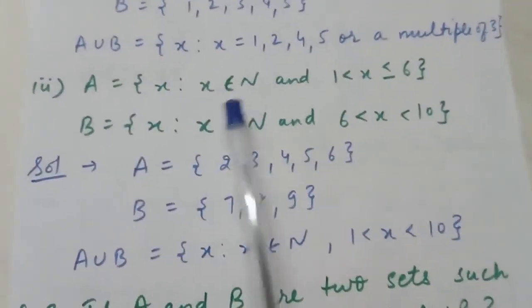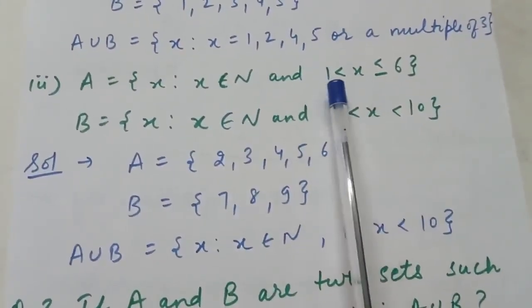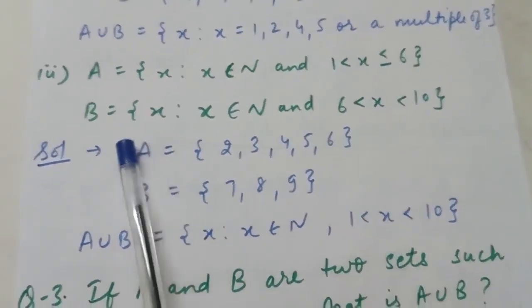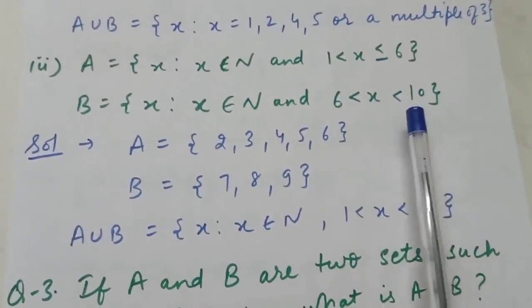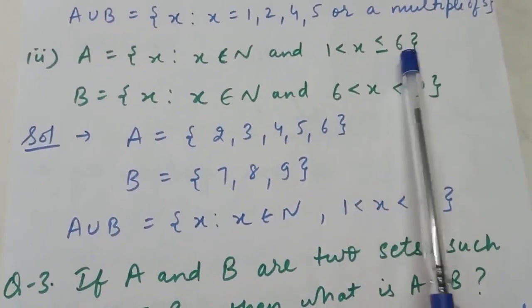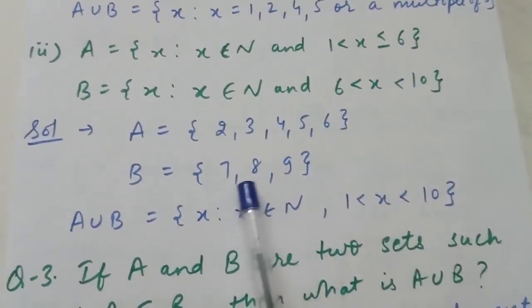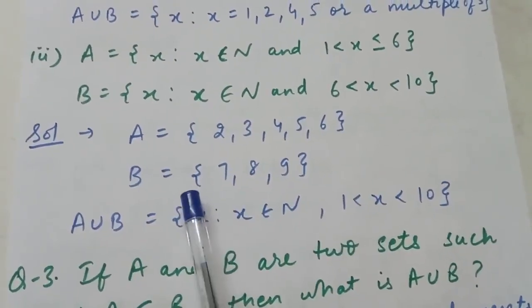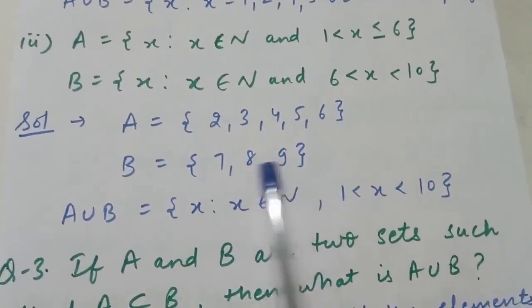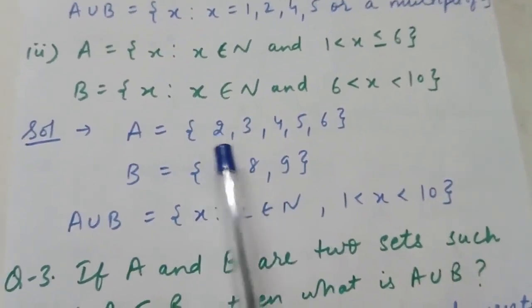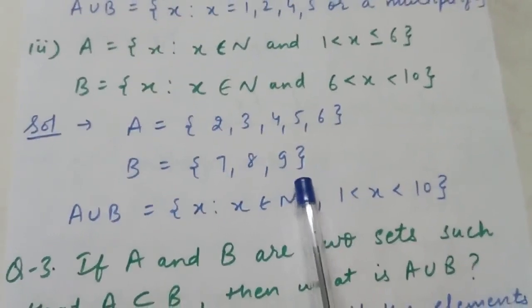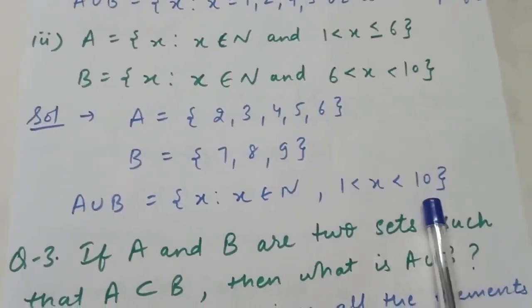Second part is set A: X belongs to natural numbers and X is greater than 1 and less than or equal to 6. Set B: X greater than 6 and less than 10. So set A will be 2, 3, 4, 5, 6. 6 will be taken as there is equality at 6. And set B will be 7, 8, 9. So union will be all natural numbers, as 1 is not there but greater than 1: 2, 3, 4, 5, 6, 7, 8, 9, up to 9. So X will be greater than 1 and less than 10.